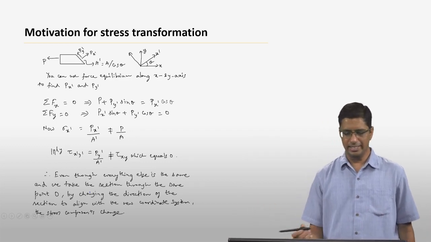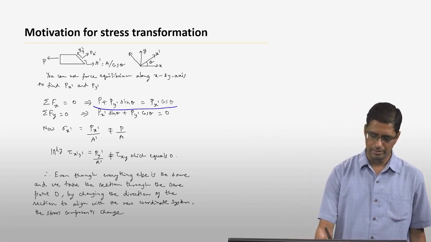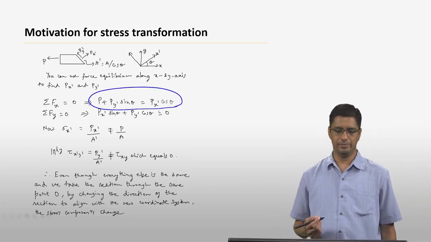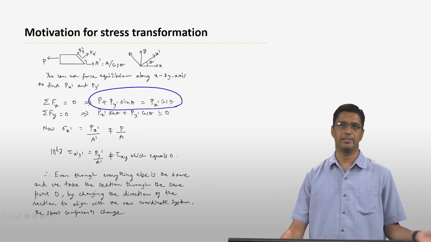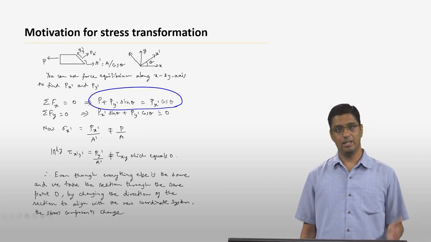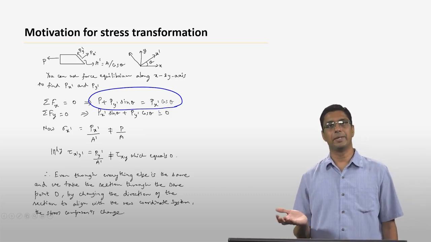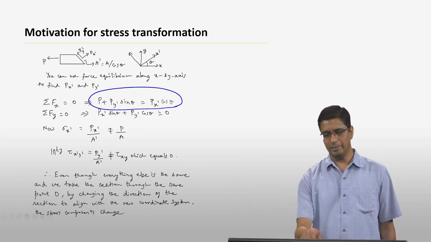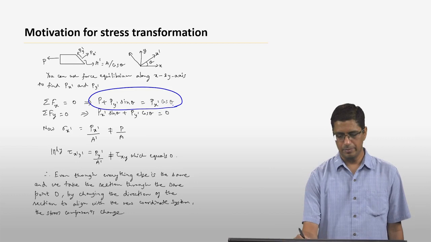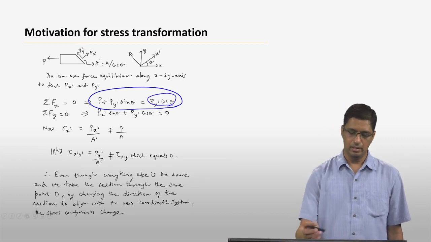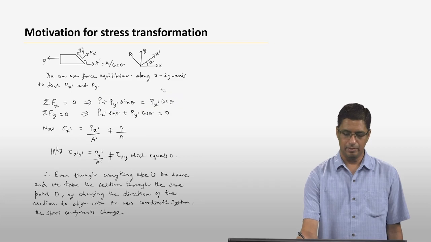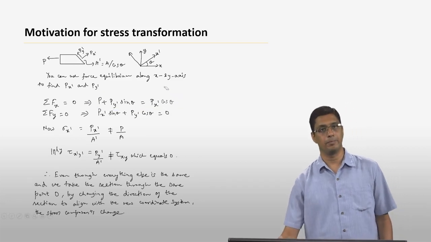And if you write it out, the equations will look like this. So p plus py prime sine theta. These are the forces along the minus x direction, and they have to be equal to all the forces in the positive x direction, which is nothing but px prime times cosine theta.